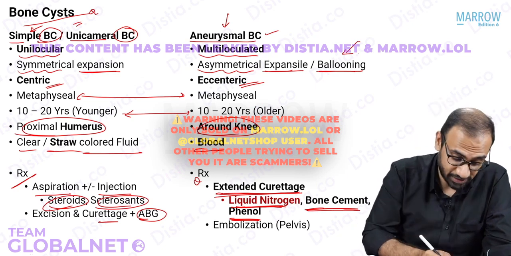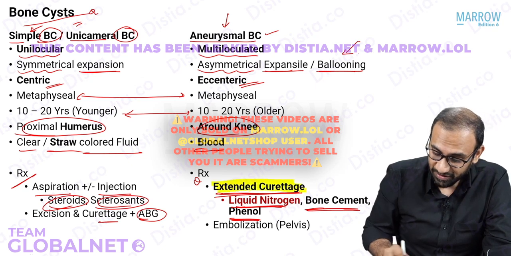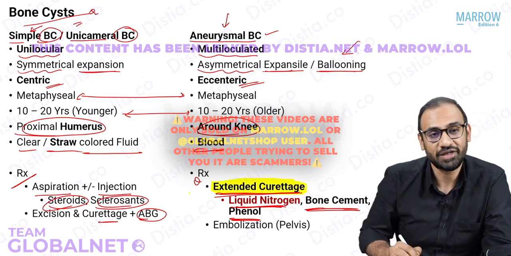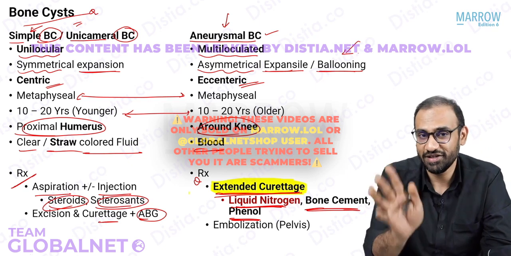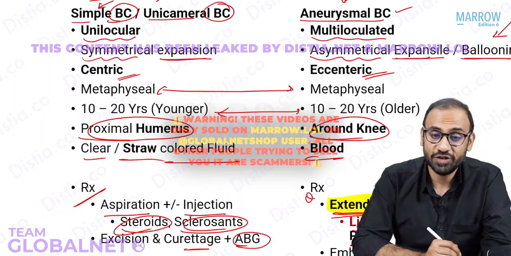Now please remember this extended curettage, very, very important, because there is one more condition that we will discuss that requires this kind of treatment. So aneurysmal bone cyst, extended curettage. Okay, so this was the theory. Now let's look at the radiology of it to understand better.